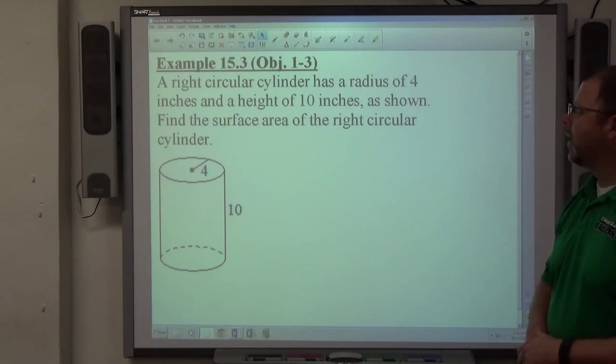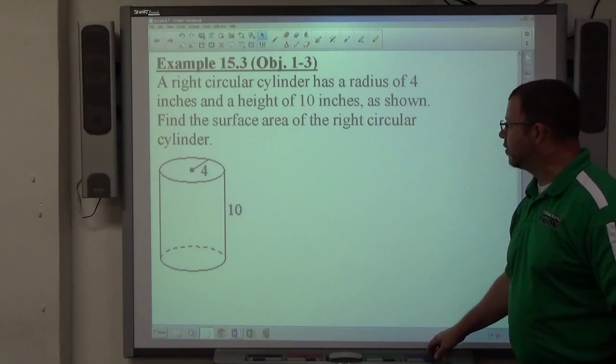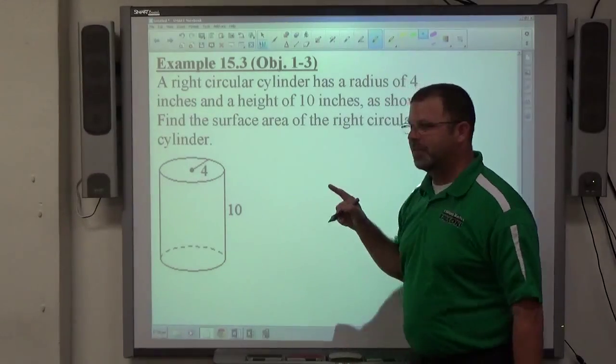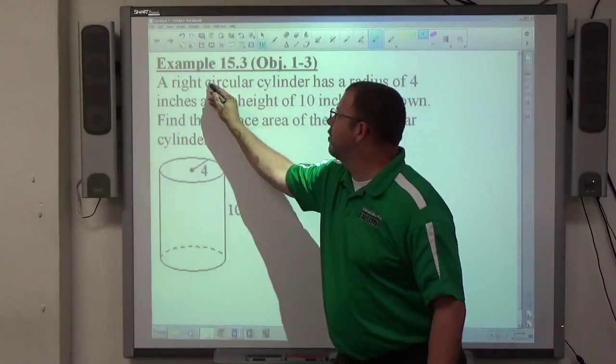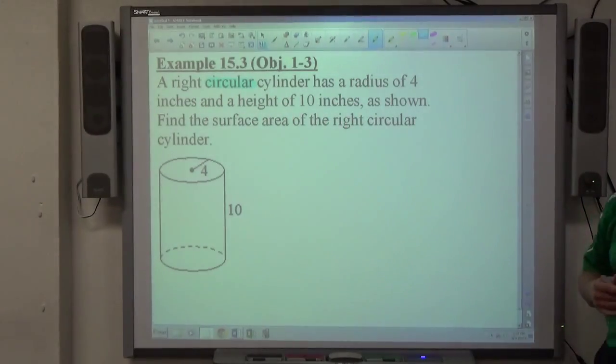Okay, example 3. A right circular cylinder has a radius of 4 inches and a height of 10 inches as shown. Find the surface area of the right circular cylinder. One other thing that might help you determine what the base is, if you can't recognize that we have a circle and an identical twin circle, is if they use an adjective to describe the cylinder, in this case circular. They're telling you what kind of base it has.